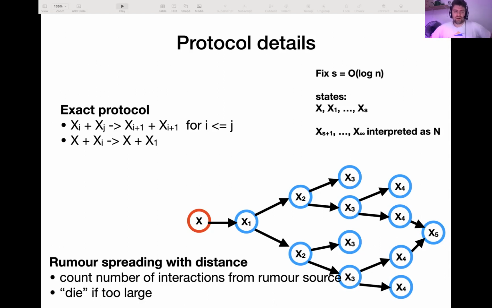So then the rules of interaction are simple. If xi meets xj, for i smaller or equal than j, they both become xi plus 1. If x meets someone, x is catalytic, it stays x, and xi becomes x1.